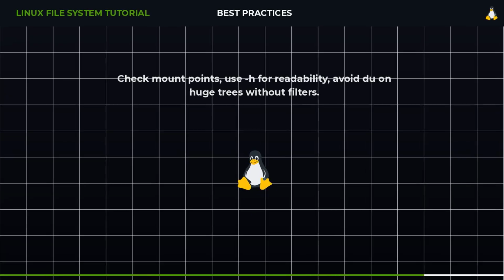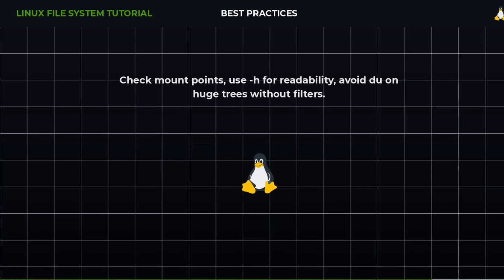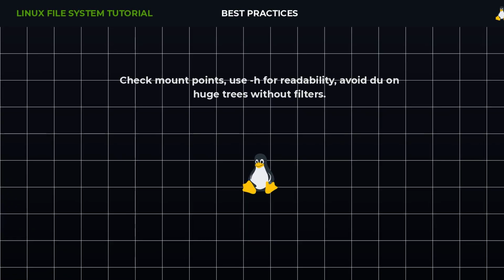A few best practices. Always verify mount points before interpreting df output. Use the -h flag for human-readable sizes. And when using du, limit depth or target specific directories to avoid long waits.